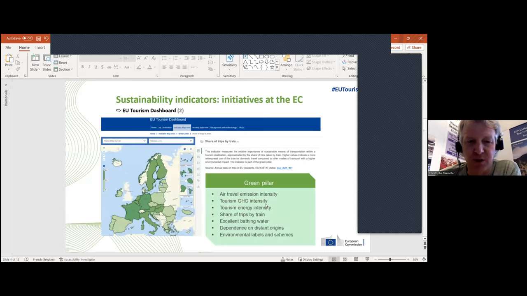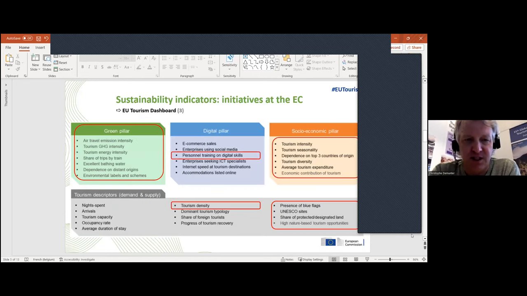Just to give an example, these are the indicators for this so-called green pillar: air travel emission, share of train by trips, and so on. The sustainability is not only in this green pillar, also in the digital pillar. It's about digital skills in the sector. In the socioeconomic pillar, it's about tourism intensity, dependence on top regions, and so on. Expenditure, which is then, of course, more the economic components.